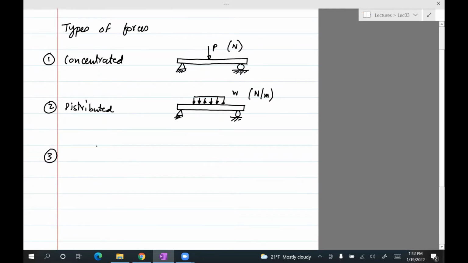And the final one is moments, which is easier to understand. It's just a torque. So like this.